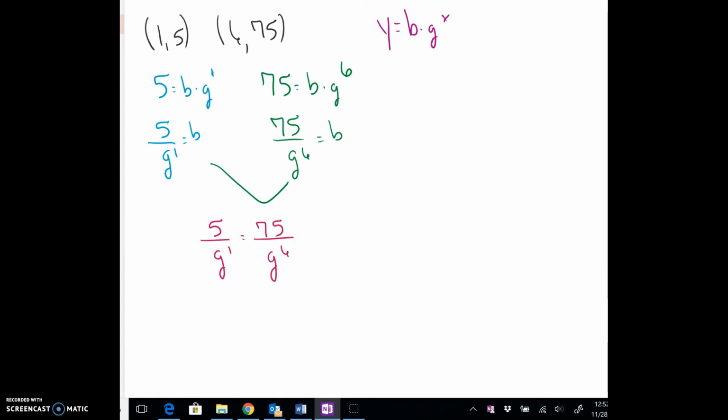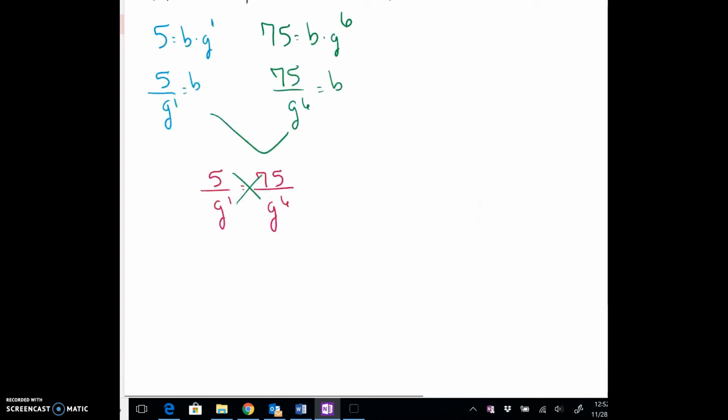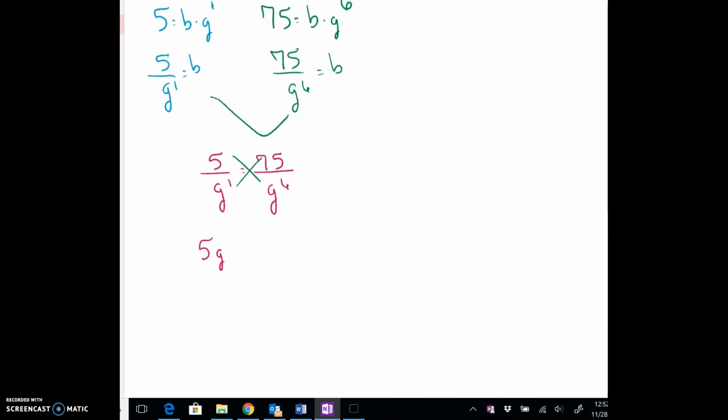And our goal right now is to solve for g. So g's on the lower level. We're going to do cross products real quick. So when I'm done there, I'll have 5 times g to the 6th equals 75 times g to the 1. And again, since I'm solving for g, I want to get all the g's on the one side, and it's better to move the smaller one. So I'm going to move this g to the first over here by dividing. So that becomes g to the 6th over g to the 1. And that means I'm going to move the numbers to the other side by dividing. So that becomes 75 over 5.